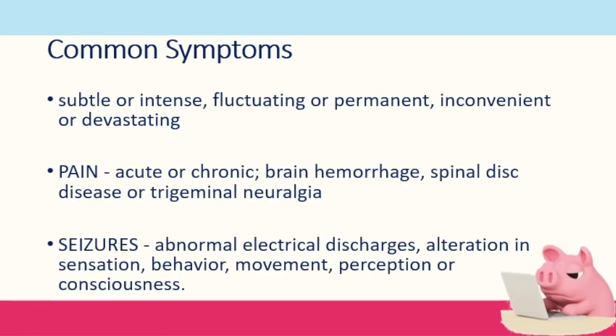Then for the common symptoms. The symptoms for our neurologic problems tend to be subtle or intense. They could be fluctuating or permanent, and could be inconvenient or devastating on the part of your patient. There are disorders, class, wherein there are periods of remission and exacerbation. When I say remission, the patient is experiencing relief from the signs and symptoms. They are not continuously experiencing them, only for them to find out that after a year or after some time, there is exacerbation. When I say exacerbation, class, there is an increase in the signs and symptoms, and probably it's more severe compared to the previous attack.